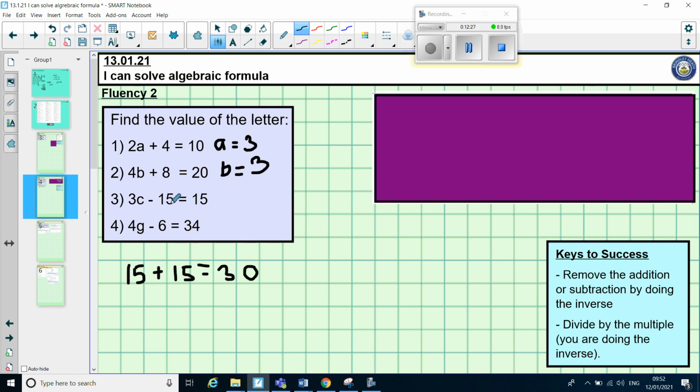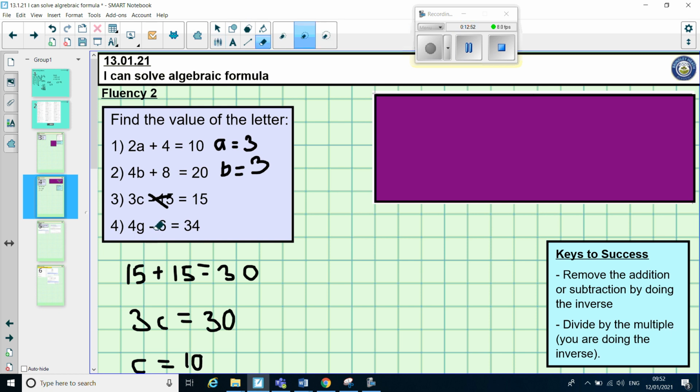And then I'm going to write it out so I can get rid of that part. Then I've got 3c equals my new answer, 30. 3c equals 30. Now again I'm thinking back to Fluency 1. I've got my answer 30, I just need to divide it by 3, which gives me c equals 10.